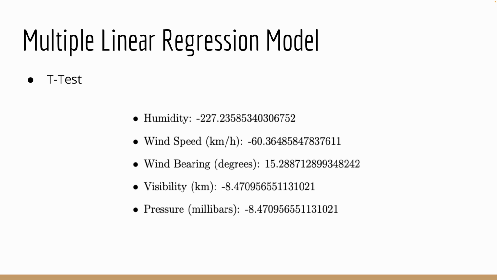So humidity is significantly higher than the other ones. It has a negative 227, and the wind speed has a negative 660, which is also very high absolute value wise, but not as high as the humidity. And then we have wind bearing 15, visibility -8, pressure -8.